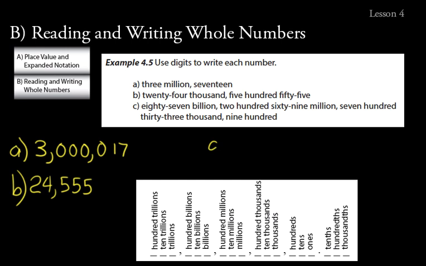C, 87 billion. It's good to read this out first. 87 billion, comma, 269 million, comma, 733,000, comma, 900. So we're doing something in 4 different groups of 3 places, right? Starting with 87 billion, so we just say 87, comma, 269 million, so 269, comma, 733,000, 733, comma, 900, 900. That 9 is in the hundreds place.